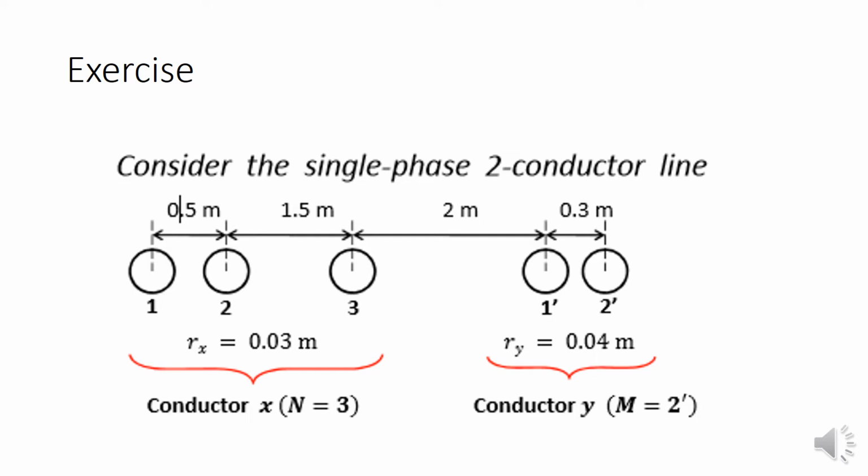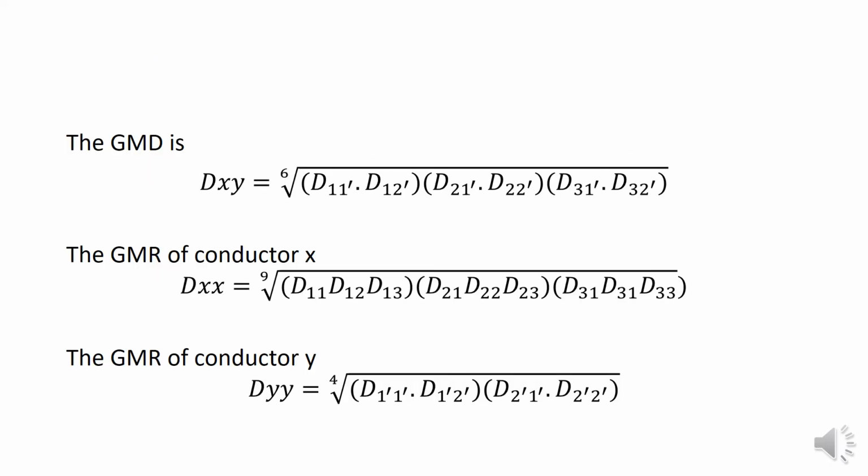Let's say between 1 and 2 the distance is 0.5, so we can represent that as d12 equals 0.5 meters. The distance between 2 and 3, d23, is equal to 1.5 meters. The distance between 1 and 3 is 0.5 plus 1.5, which is equal to 2 meters. Likewise we can represent the distances between these things.